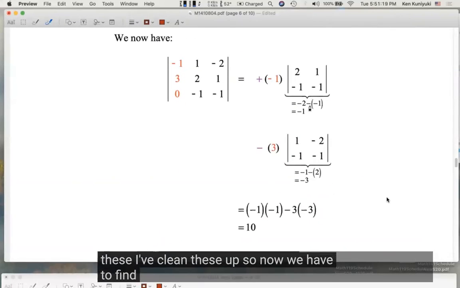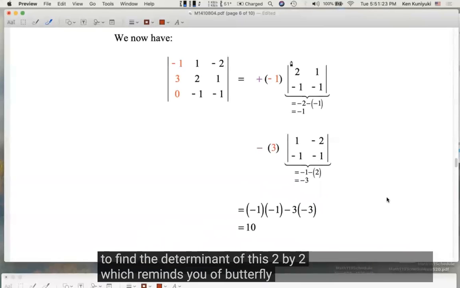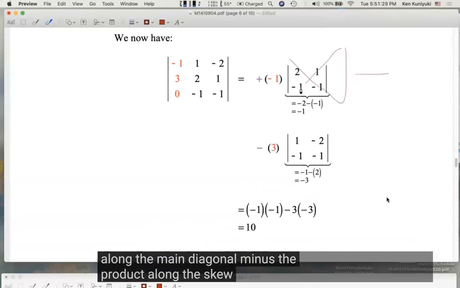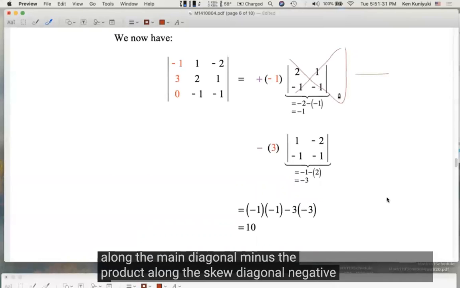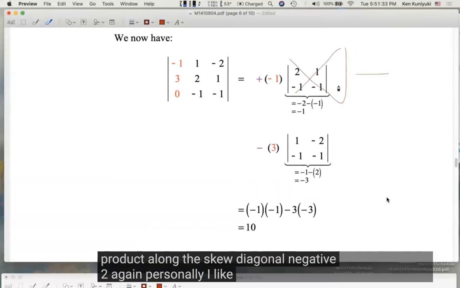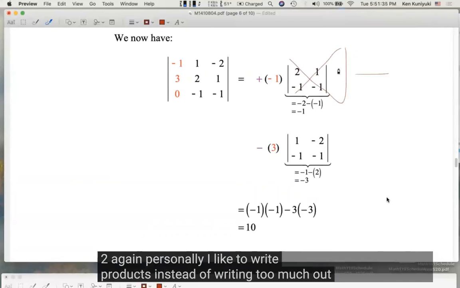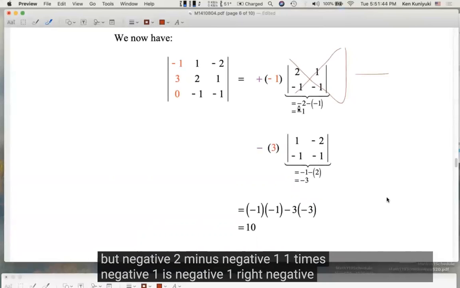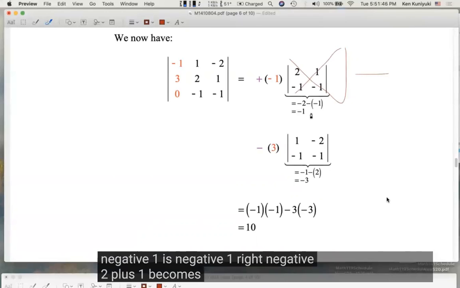So now we have to find the determinant of this 2 by 2, which reminds you of butterfly. The product along the main diagonal minus the product along the skew diagonal. -2. Again, personally, I like to write products instead of writing too much out, but -2 minus -1. 1 times -1 is -1, right? -2 plus 1 becomes -1. All right.